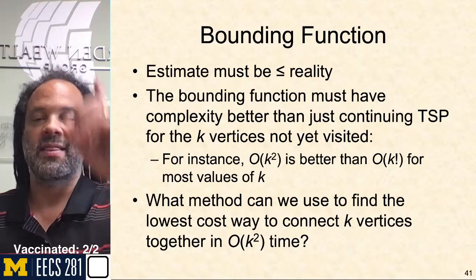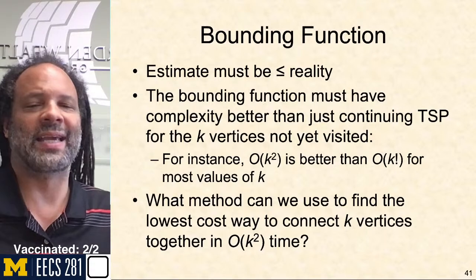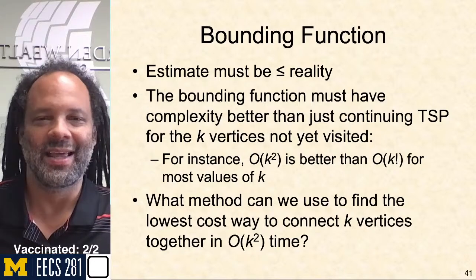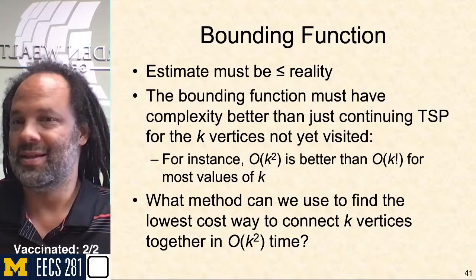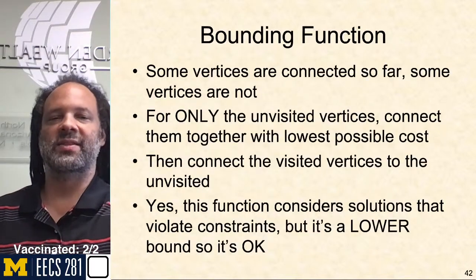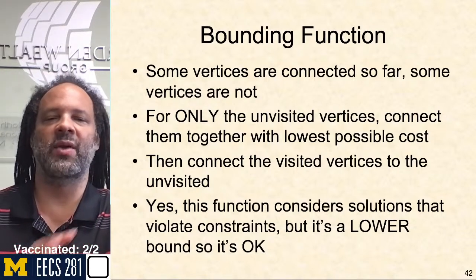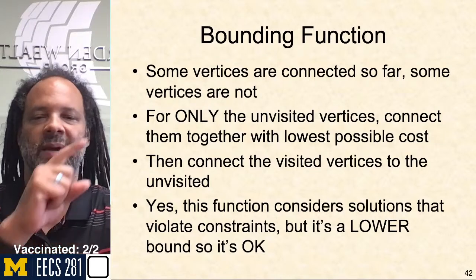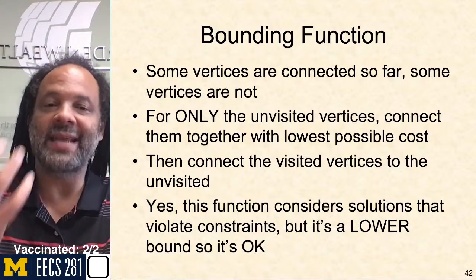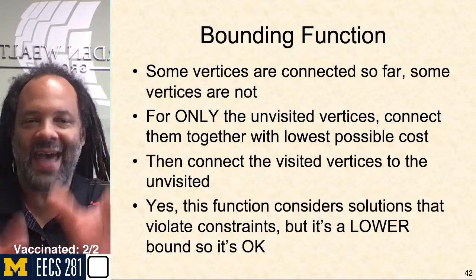So that's okay. Now I've given you all the hints that you need. It's done in k squared time. It connects all the k vertices, and it has a T in it. Yes, it's the MST. Some vertices are connected, some are not. For only the unvisited vertices, I need to connect them together with the lowest possible cost. That's my MST. The vertices that are connected so far, I know the order of them. So I know it goes from A to B to D to G, and I can take those edges and calculate that.